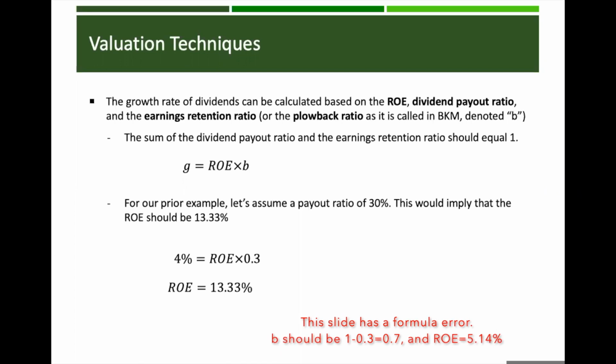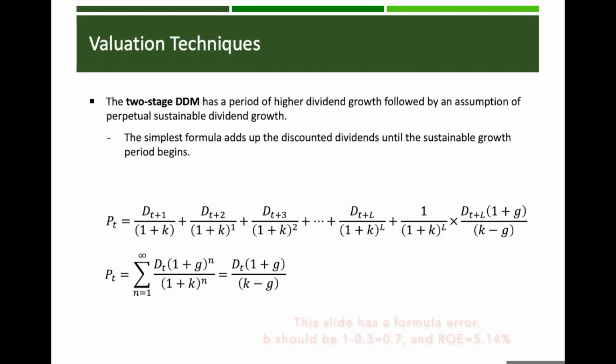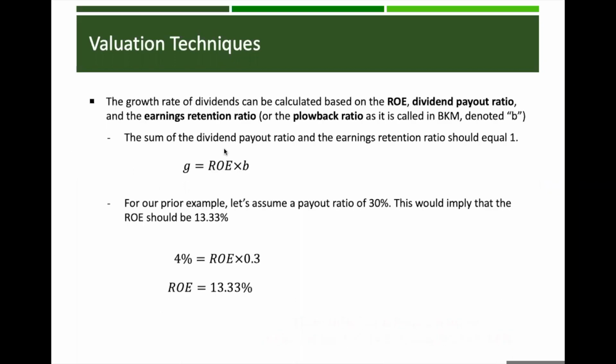And so because of this relationship, you can actually use some information to go between the growth rate and the return on equity. This is sometimes called the sustainable growth rate for a company's dividends. So this is talking about a dividend discount model.